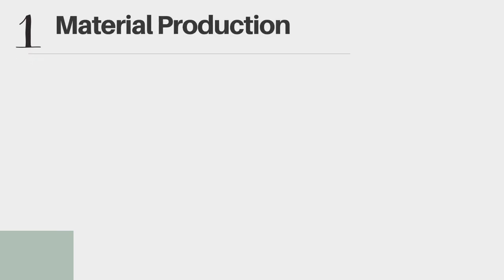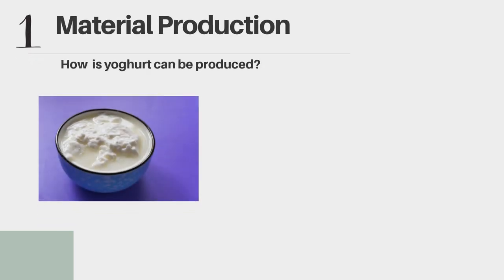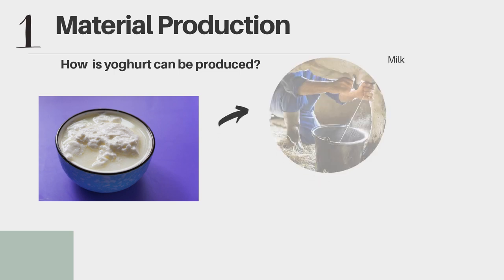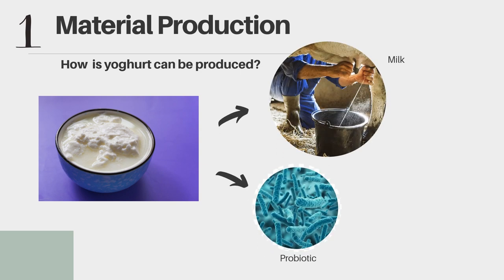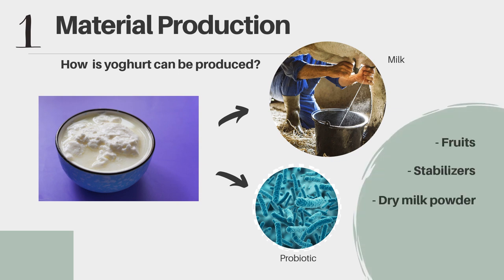Firstly, the material production. So, how can yogurt be produced? Actually, making yogurt is very easy. This is because the production of yogurt requires only 2 ingredients, which are milk and live cultures, such as probiotics. However, producers may also include fruits, stabilizers, dry milk powder, and sweeteners. Milk and dairy products such as skim milk or powdered milk are still the main materials for the production of yogurt. Conventionally, yogurt is produced from cow's milk and starter cultures containing lactic acid bacteria such as Lactobacillus bulgaricus and Streptococcus thermophilus.